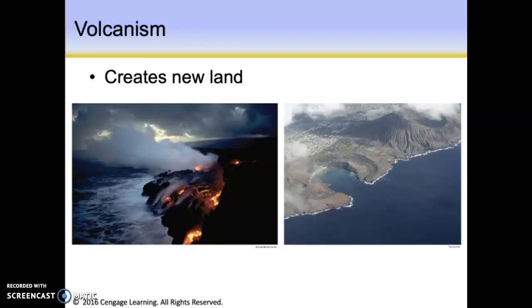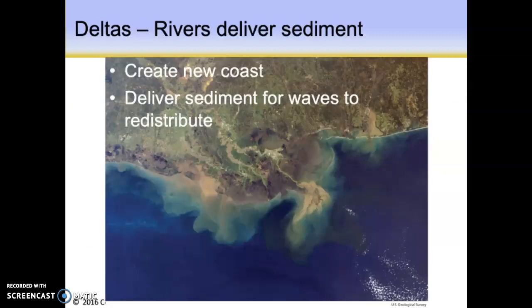So some other things that can give us coastline, one of those would be volcanic activity. You can see the lava here in the two craters on the right-hand side are basically creating brand new coastline that then can be acted upon by the waves.